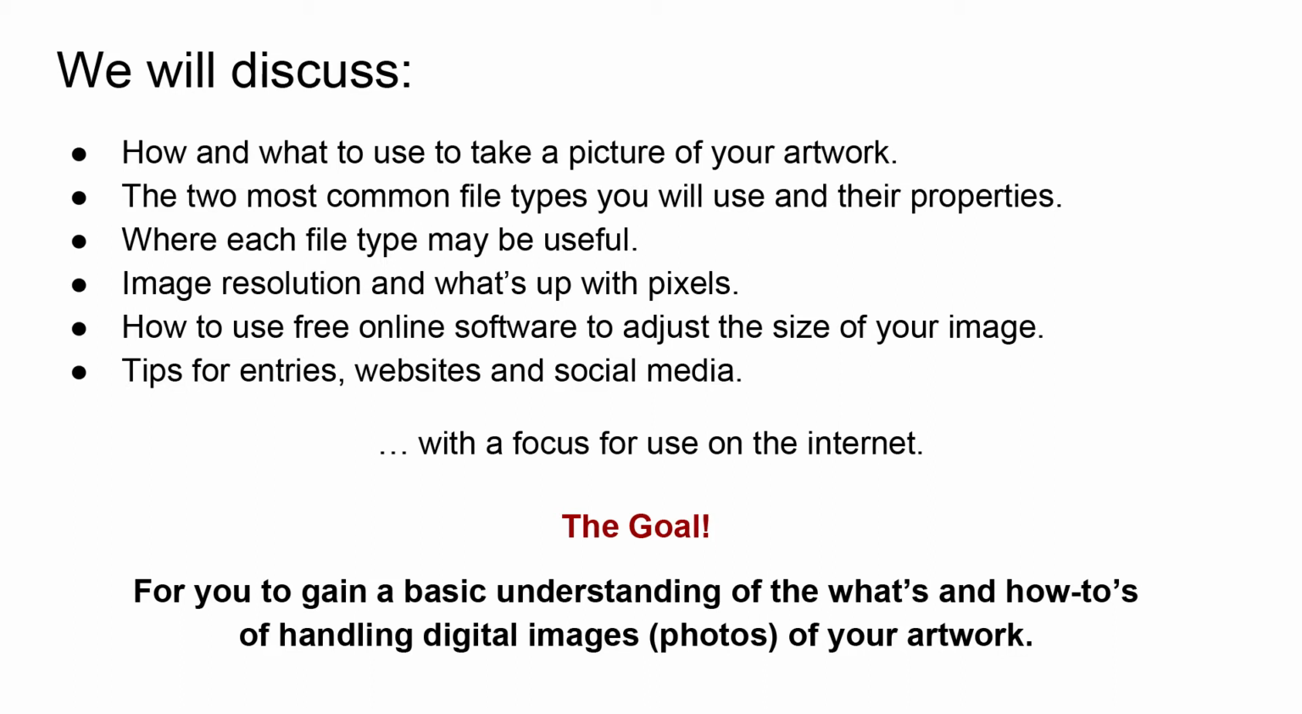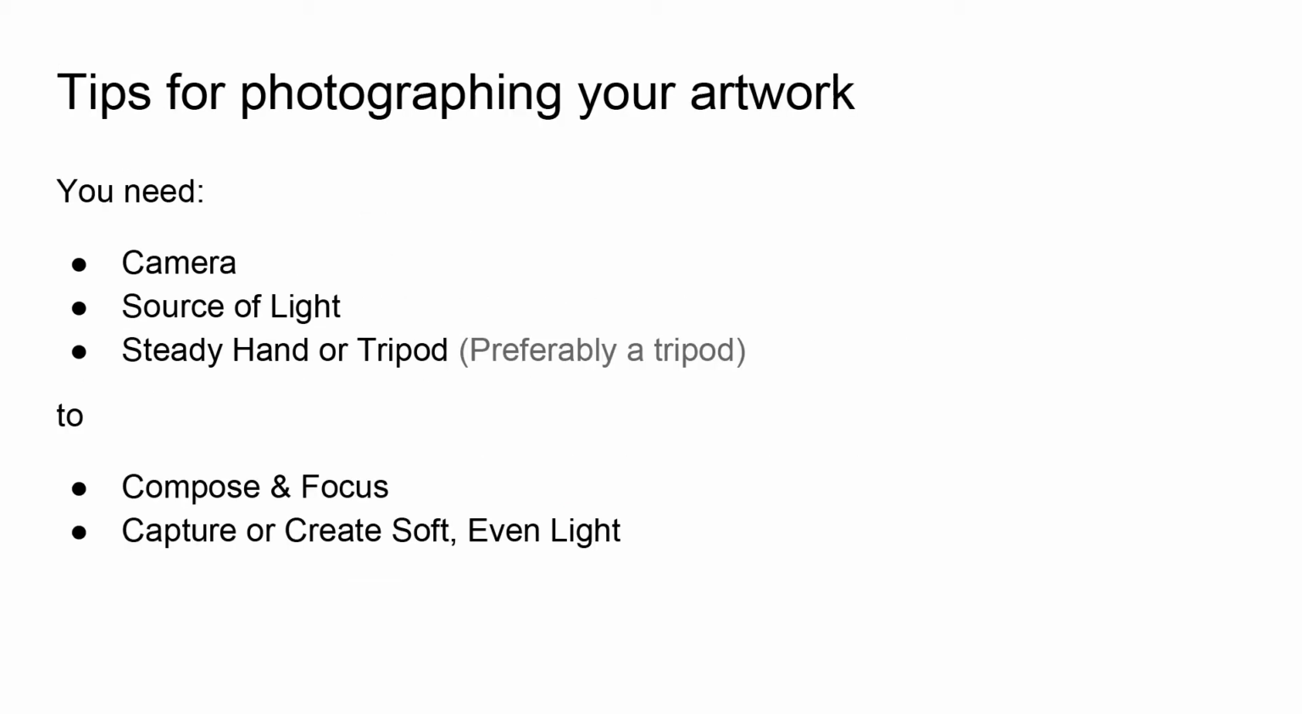So our goal is for you to gain the basic understanding of the what's and how-tos of handling digital images, photos of your artwork. Let's get into it. All right, so tips for photographing your artwork. There's three things that you need to take a picture. You need a camera, a source of light, and a steady hand or tripod, preferably a tripod. And you'll see why as we go on here, why a tripod is so much better than just trying to hold a camera or even your phone.